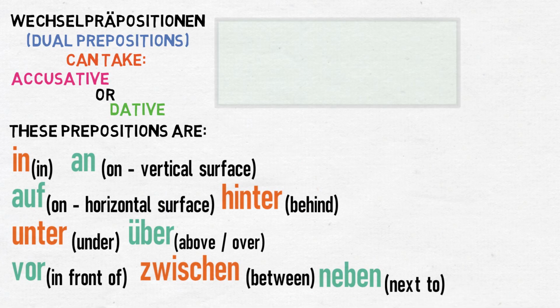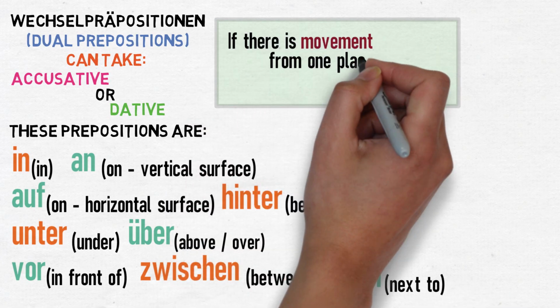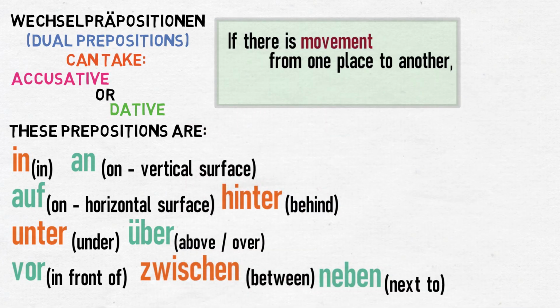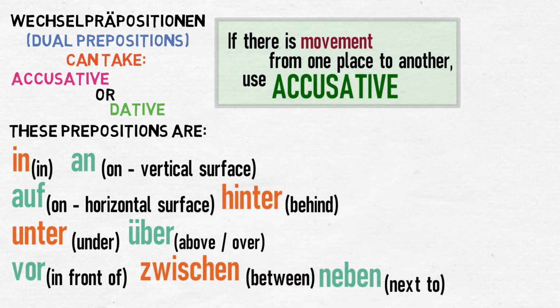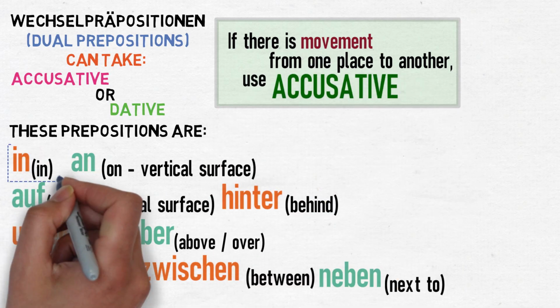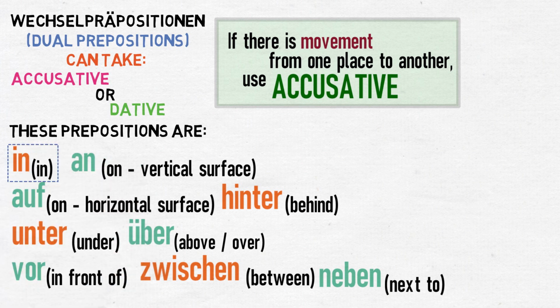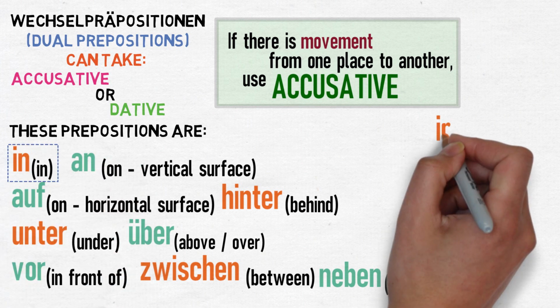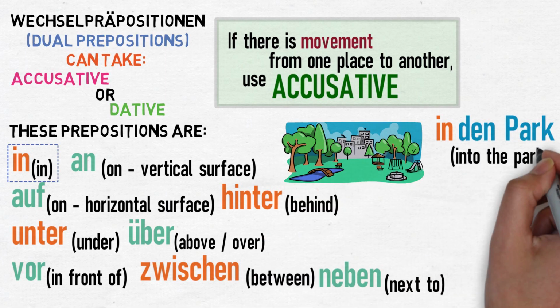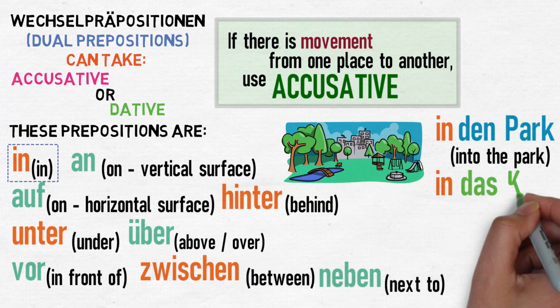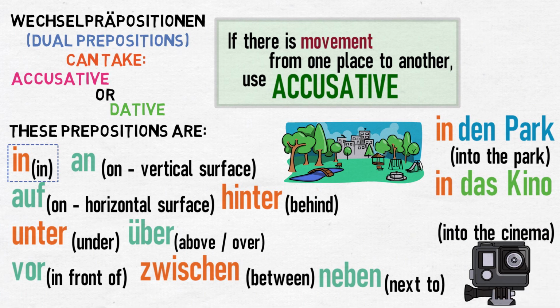If there's movement from one place to another, for example, going into somewhere or putting an object onto something else, we will use the accusative. The most common preposition used here is in, and when combined with the accusative, this means into. For example, in den Park, into the park. In das Kino, into the cinema.